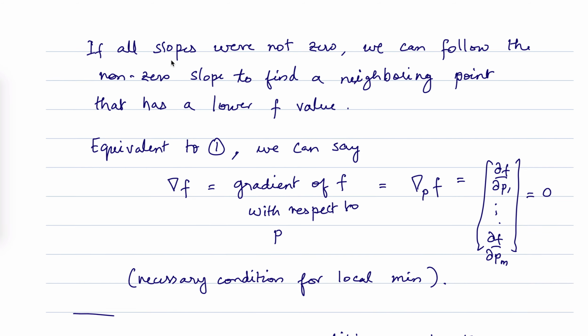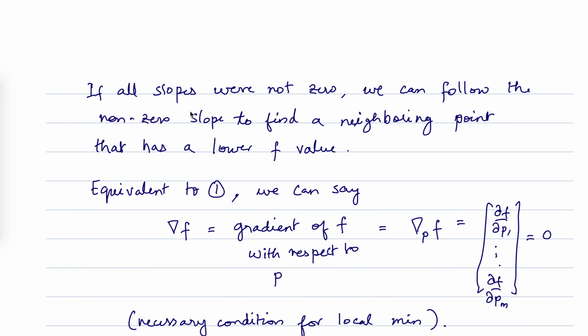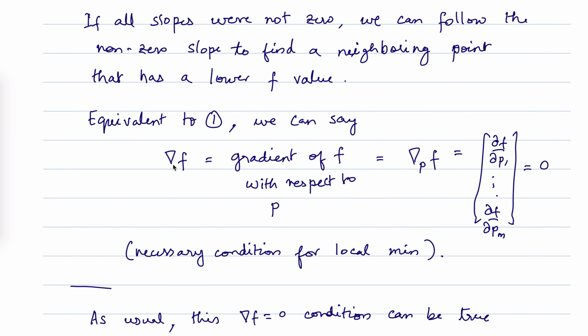The idea is that if all the slopes were not 0, then we can follow the non-zero slope to find a neighboring point that has a lower f value. Okay, so if the slope is not equal to 0, then that means that you can go down the slope and find a lower f value, which means that you have to have slope equal to 0 if you're claiming something as a minimum.